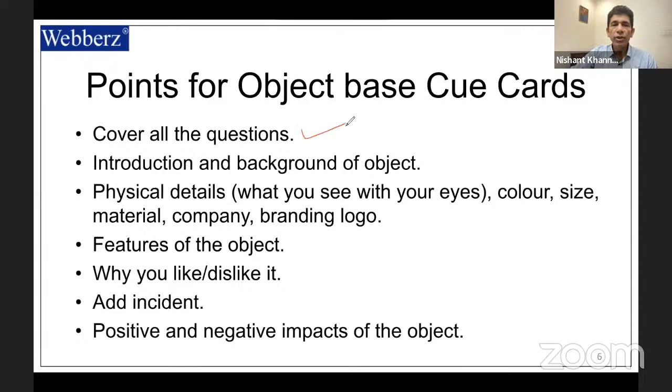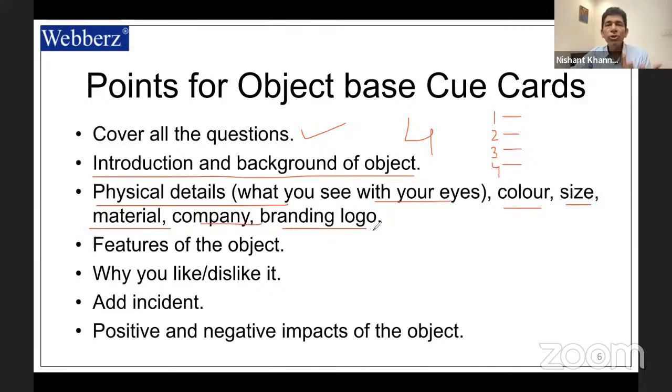Cover all the questions. There will be 4 questions: first, second, third, and fourth. Answer them in a sequence. Introduction and background for an object. Physical details of an object, like what do you see with your eyes? You see the color, the size, the material, the company, the branding, the logo. These are the object-based cue cards, so you can just discuss them.